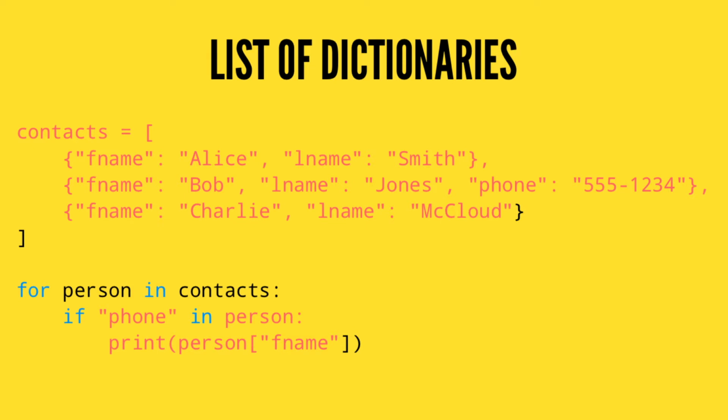So what would be printed if we ran this for loop? Correct, it would be Bob because only Bob has phone in his dictionary.